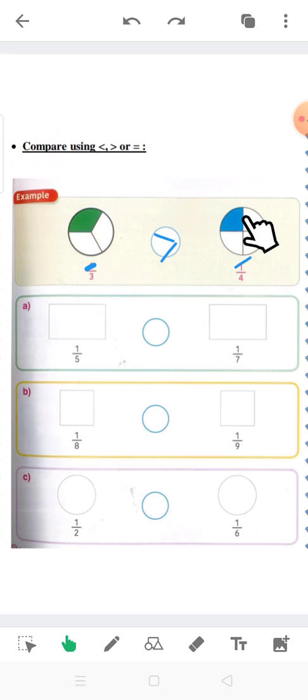Okay? And here we have 1, 2, 3, 4 parts. 4 parts. Which is greater? The third. Let's see. I've got a fifth and a seventh. We have a crazy fraction. If we have the top the same, it will be the opposite. It will be a crazy fraction.